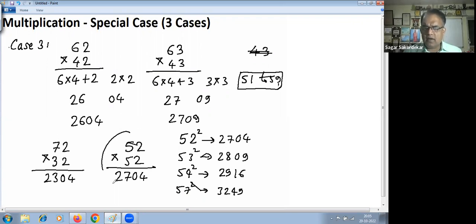Just see this problem and understand that you can apply it for squares. 5 square plus 2 is 27 and 2 square is 4, that you write 04. 5 square 25 plus 3 is 28, 3 square is 9, 09. Okay, any questions? We move to the next topic. So try more examples yourselves.